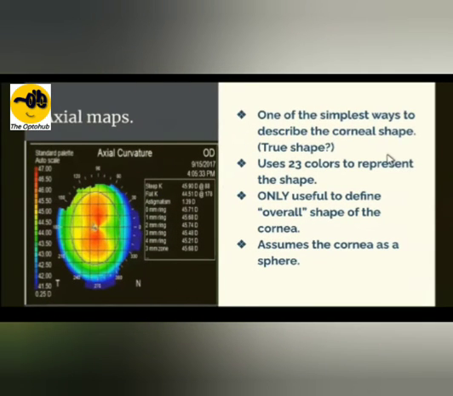So let's start with the interpretation of the different maps. The first one is known as an axial map. This is the most common map which is used, and this is the easiest one to interpret. However, this is not the best map when you are looking out for some subtle changes. The drawback of this map is that it assumes that the cornea is a spherical surface, which is very much untrue because our cornea is aspherical.